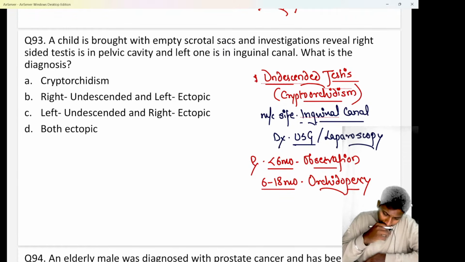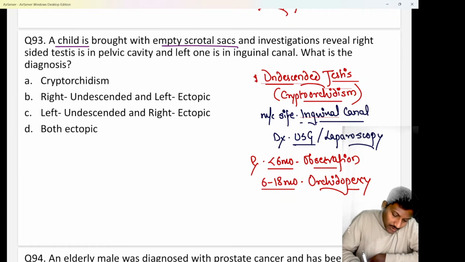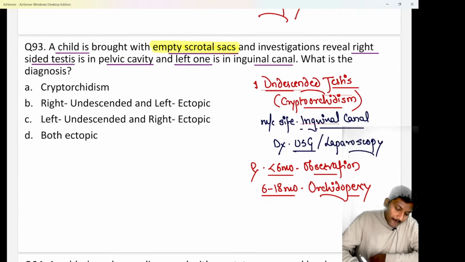Clear? Next is a case, question number 93, where a child has been brought to you with complaints of empty scrotal sacs. Investigations reveal that the right-sided testis is inside the pelvic cavity, and the left one is in the inguinal canal. What is the likely diagnosis?